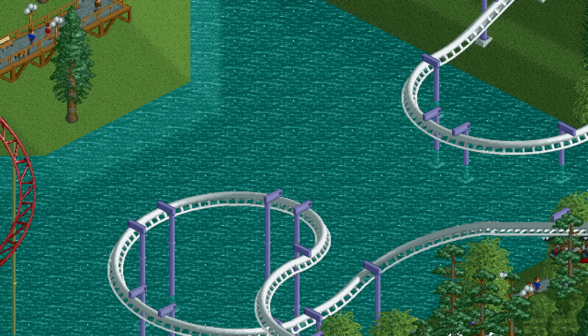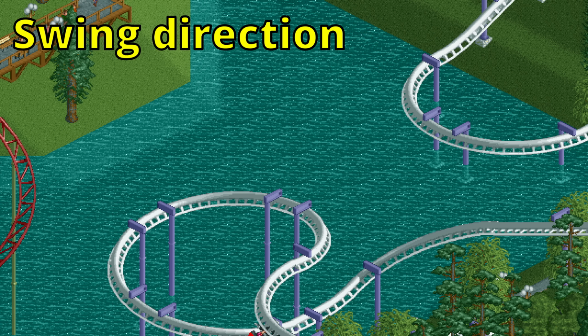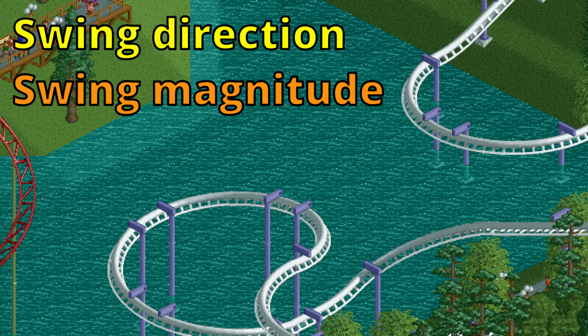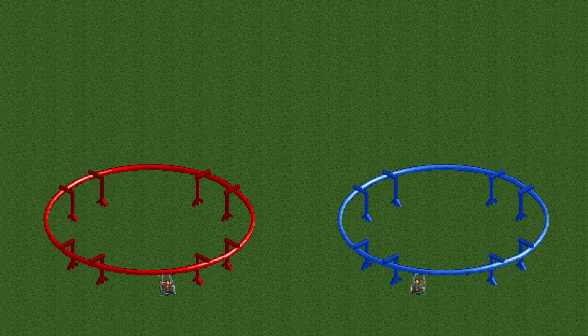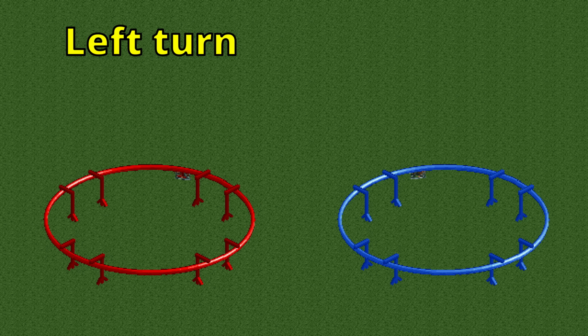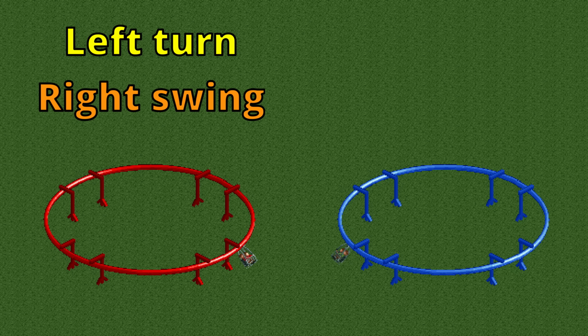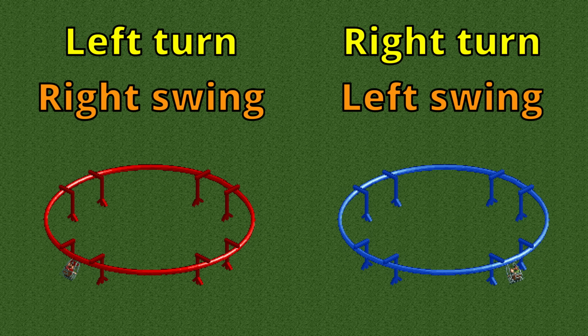Well, the swinging of a car consists of two parts, the direction, which is either left or right, and how far it swings. The direction of the swinging depends on the direction of the turn that the train is going through. If the turn is to the left, the swinging direction is to the right and vice versa. Now that we have the direction, it's time to determine how far the car should actually swing.